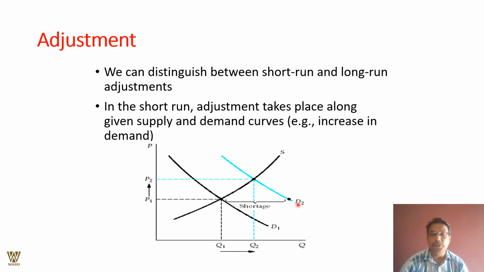Now the new demand curve is D2. This is my supply curve. If the demand curve increases, my quantity increases and the price point increases. Why? Because there's an increase in demand. We can consider short-term and long-term adjustments. In the short term, adjustment takes place along the supply curve as demand increases. This is my new demand and this is my new point of equilibrium at a different price point altogether, because the demand has increased.